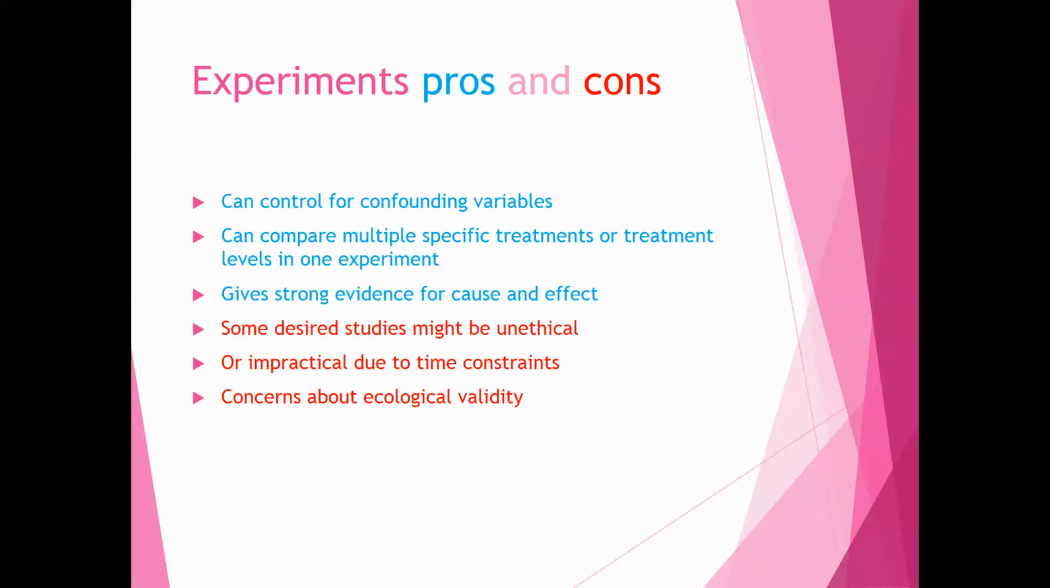Experiments, you can control for confounding variables. You can compare multiple specific treatments or treatment levels in one experiment, so different levels of a drug. And experiments give strong evidence of cause and effect. The cons, some desired studies might be unethical or impractical due to time constraints. And again, questions about doing things in a lab as opposed to a natural setting. Imagine psychological experiments where you're trying to learn about dating habits. It's pretty hard to set up something in a lab and say, okay, you people flirt with each other or date. That would be hard.